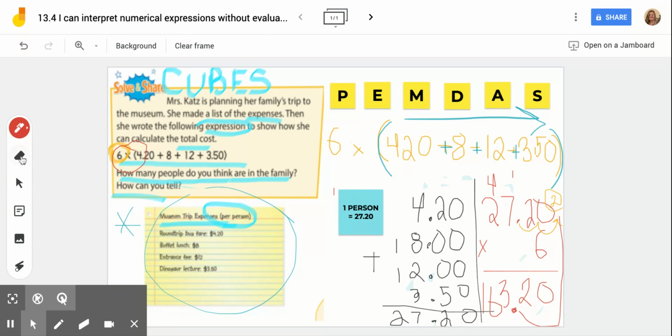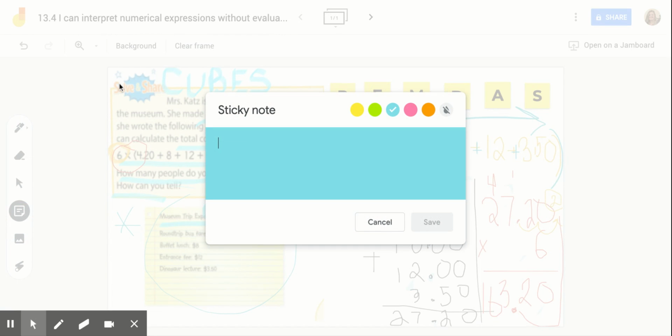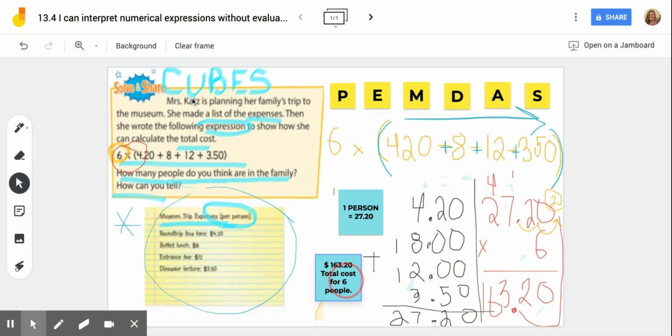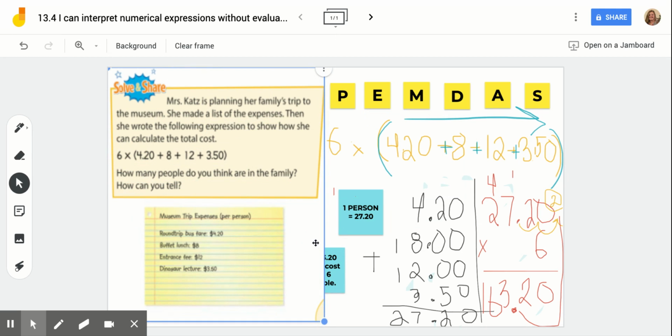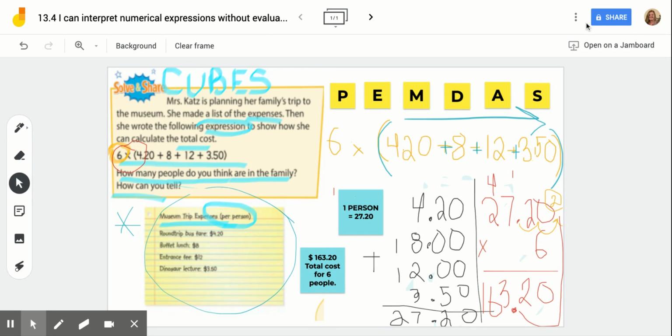$163.20. So let's do a sticky again because it's easier to write. $163.20, my total cost for 6 people. Okay. I love Jamboard. You guys can find Jamboard in your Google setup underneath Google Classroom, Google Meet.